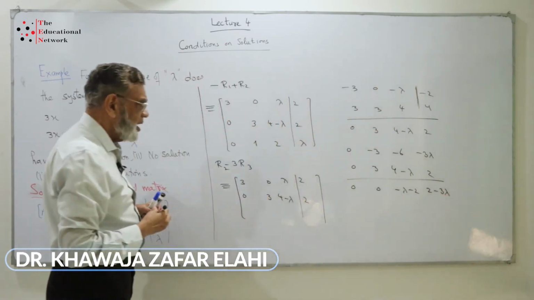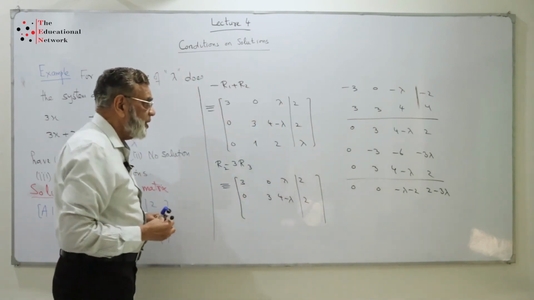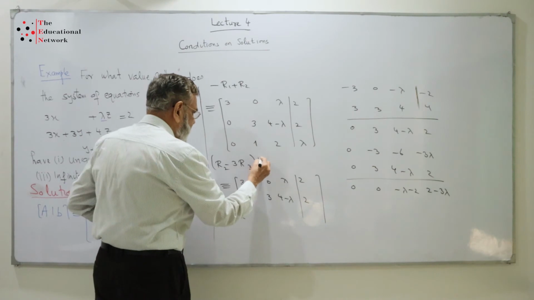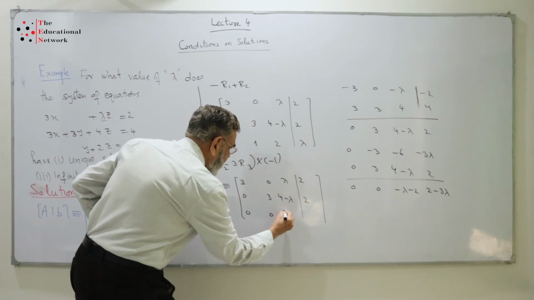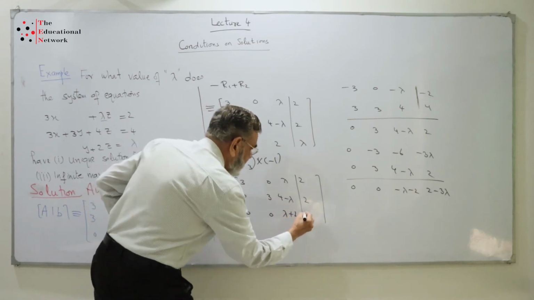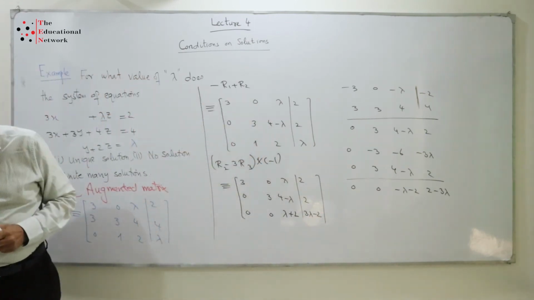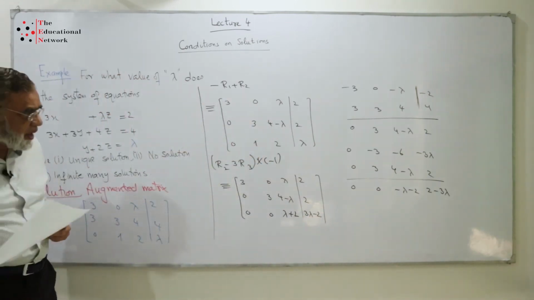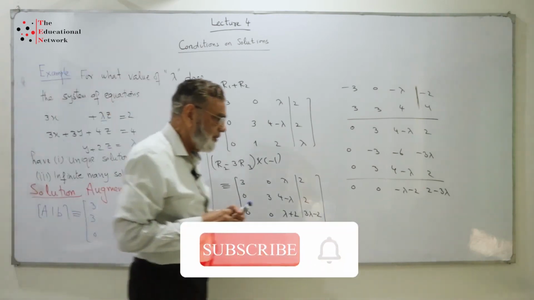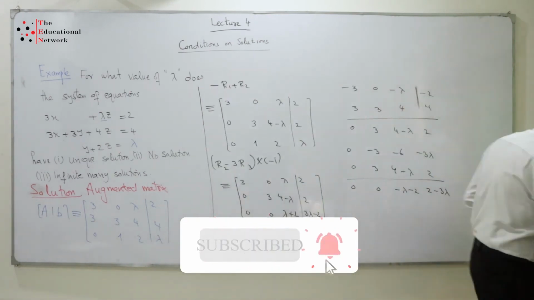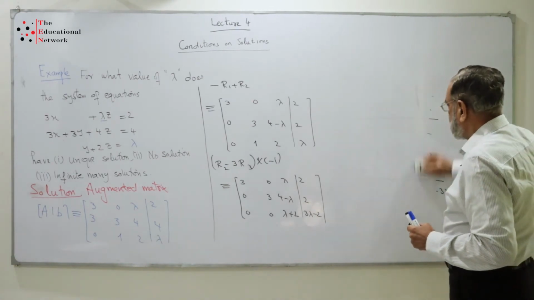So this is my equation. I would like to change the sign to plus, so I multiply here by minus 1. I can write this one 0, 0, lambda plus 2, and I get here 3 lambda minus 2. So this is my reduction form, and as we are having in the last row the entries containing lambda, that will give us the idea that it's having one solution, many solutions, or no solution.